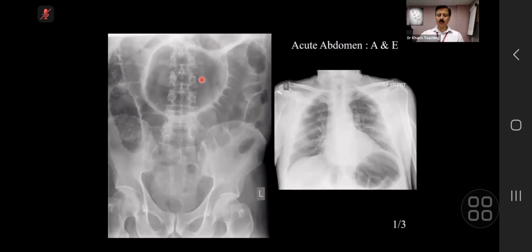So what is the conclusion? So it's a retroperitoneal gas in the lesser sac, most likely. In the lesser sac, okay.